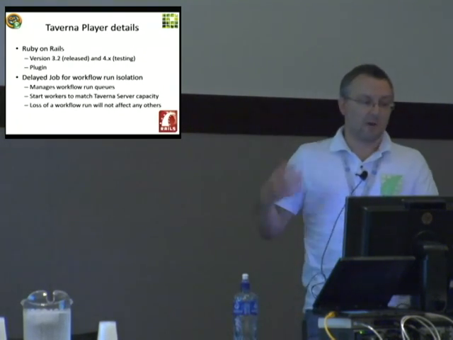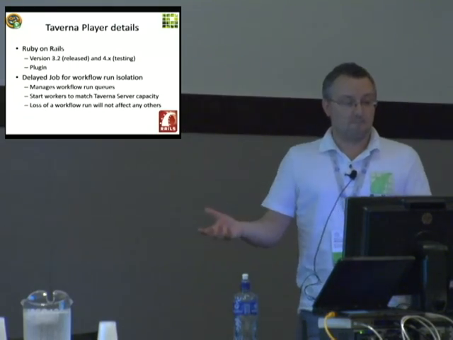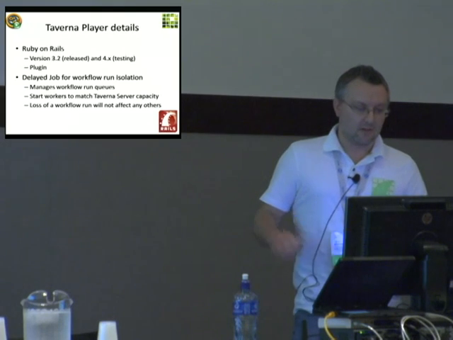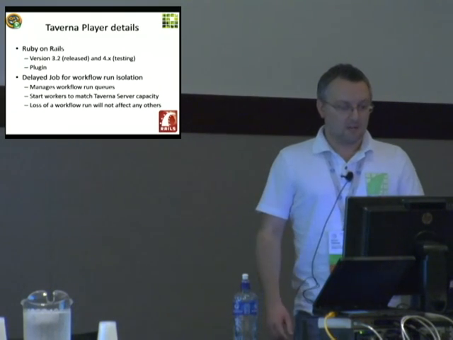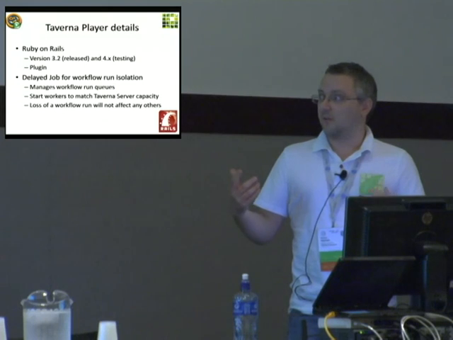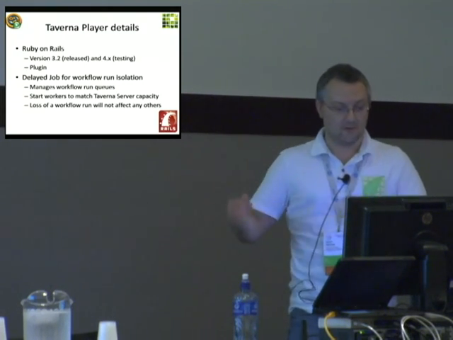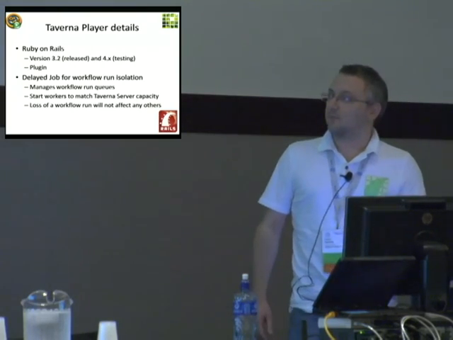So as I said, it's Ruby on Rails. The plugin is working and deployed and released for version 3.2. We're testing with the 4 branch at the moment. And we use a standard queuing library for managing the workers, so we're not re-implementing anything there. We use delayed job, and you just start as many workers as your Taverna server capacity can cope with, and as I say, you just start up more Taverna servers and more workers if you need to.